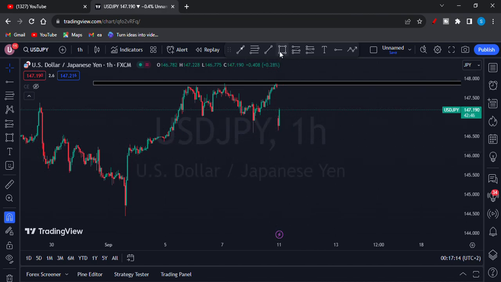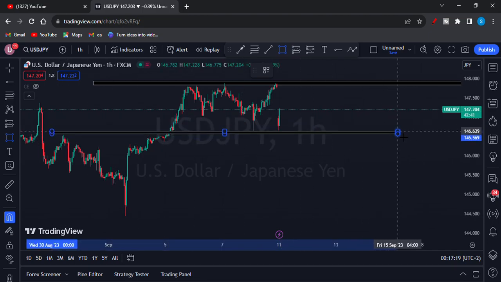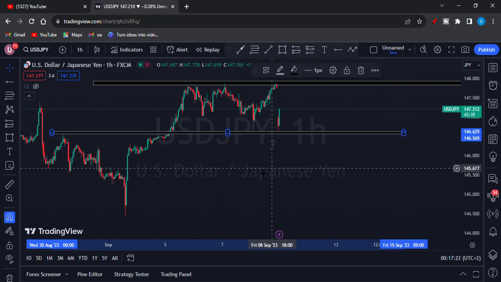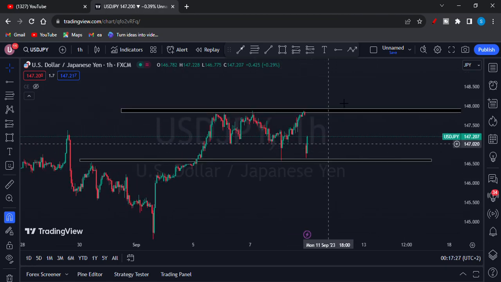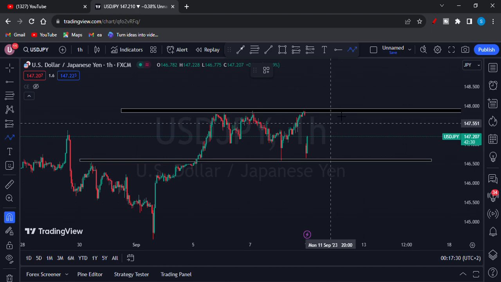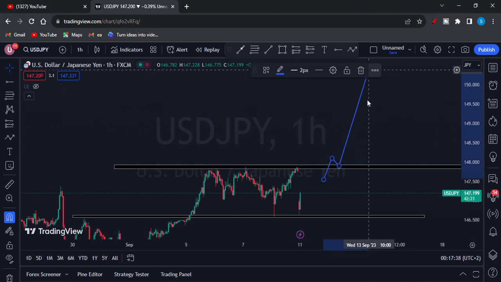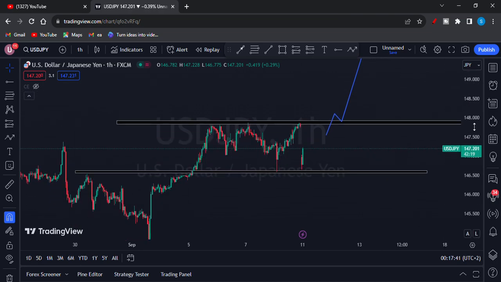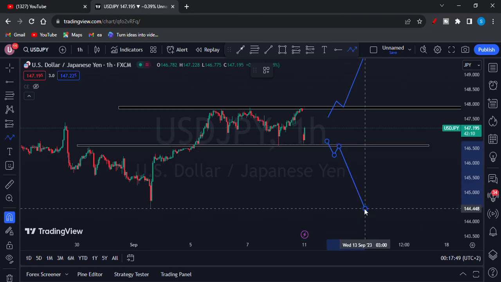And also we have this zone right here. Let me just drag this one right here, even right here, even right here. So if we are breaking to the upside, we can expect a break, retest, and then push to the upside. Then if we are selling, then a break, retest, then to the downside, potentially up to there.